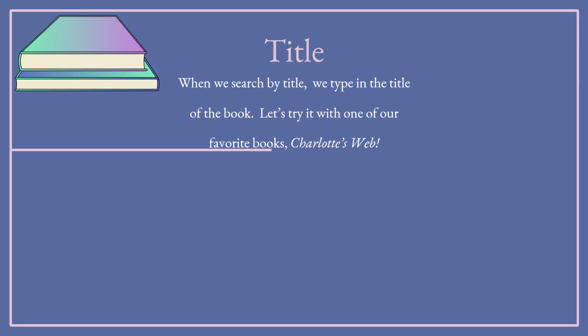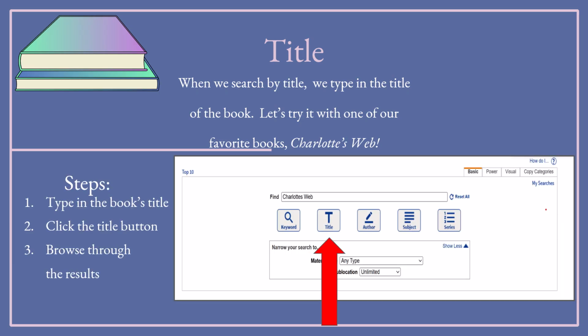When we search by title, we type in the title of the book. Let's try it with one of our favorite books, Charlotte's Web. First, type in the book's title. Next, we will click on the title button and then browse our results.